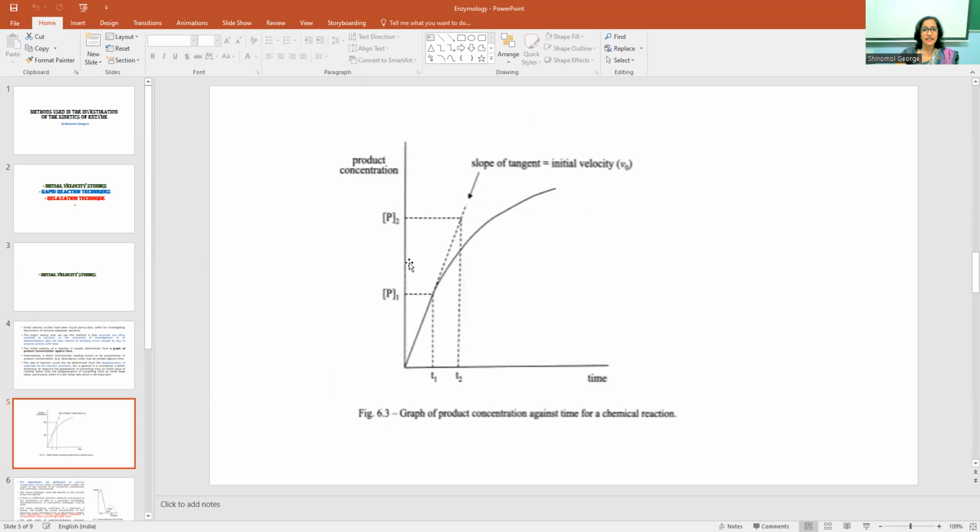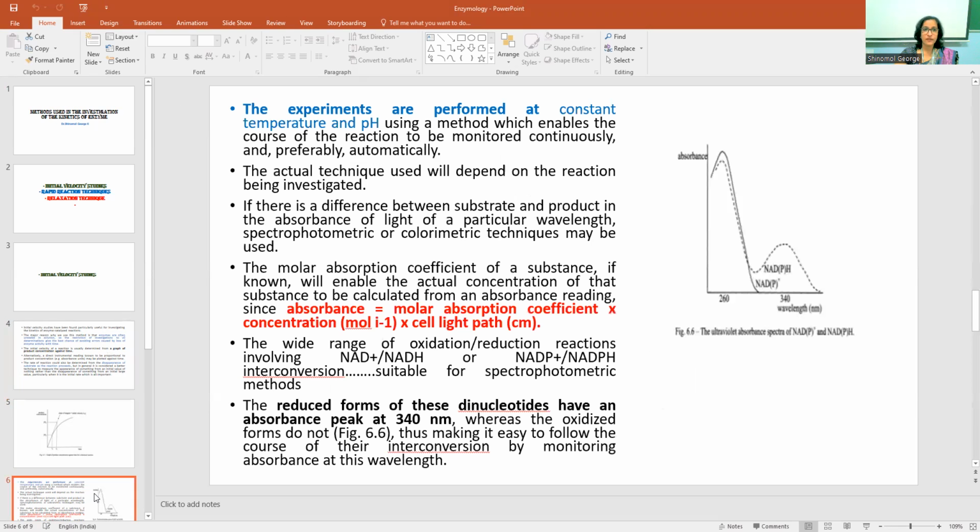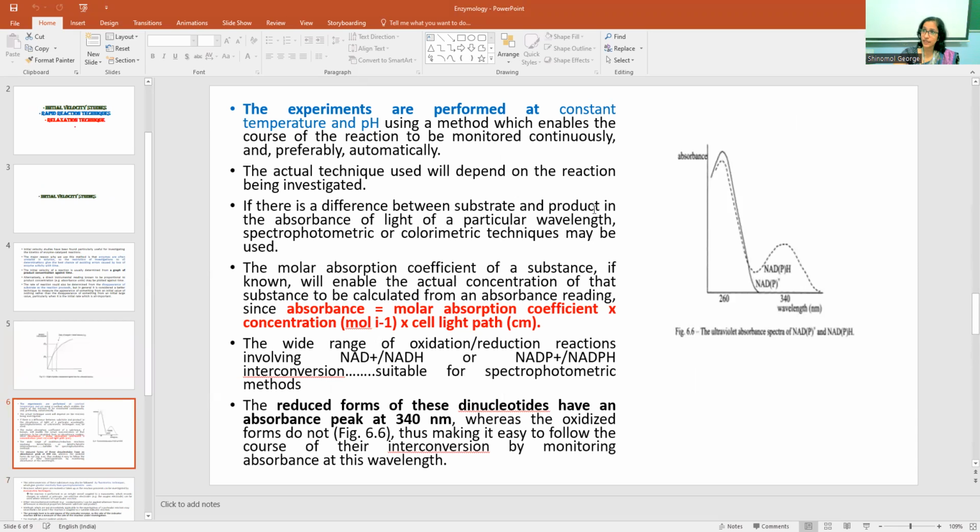So here you can see the product concentration plotted against time for a chemical reaction. And you have to understand that the slope of the tangent that is shown here is the initial velocity. So the experiments are performed at constant temperature and pH using a method which enables the course of the reaction to be monitored continuously and preferably automatically. So that will give a rest to our hands, and the machine will do the work, and in the end we can get the values, and then further calculations can be done. The actual technique used will depend on the reaction being investigated.